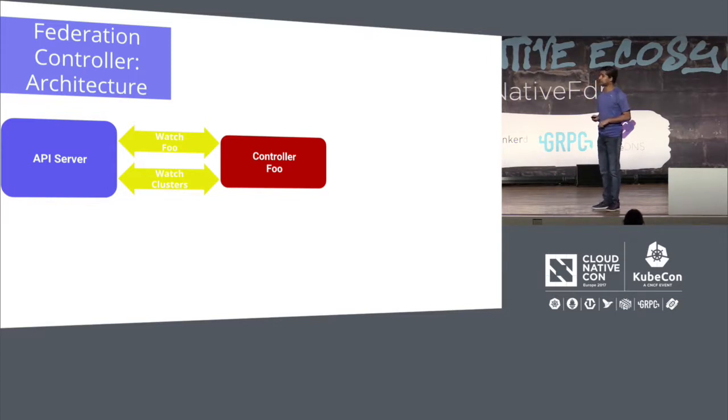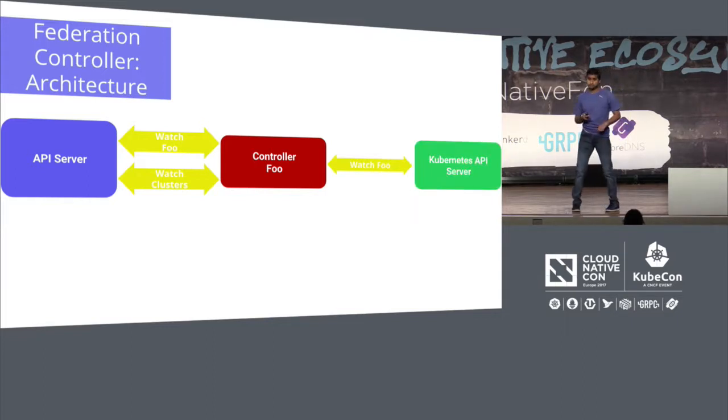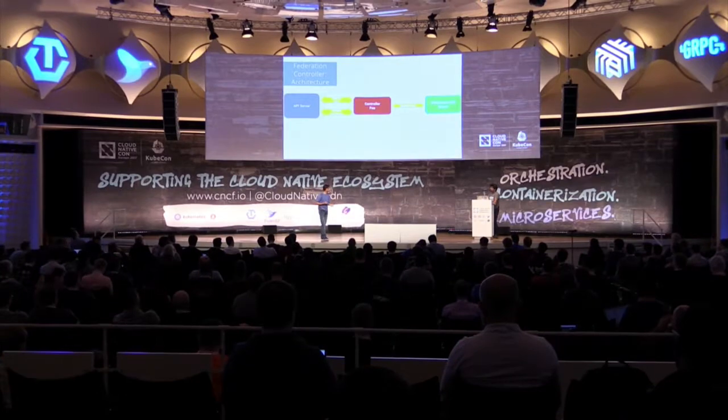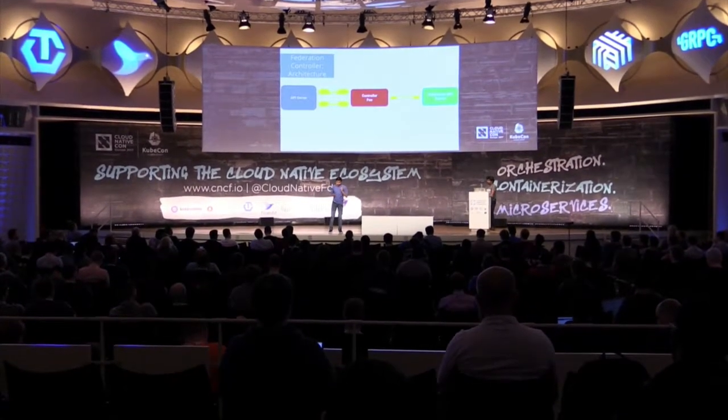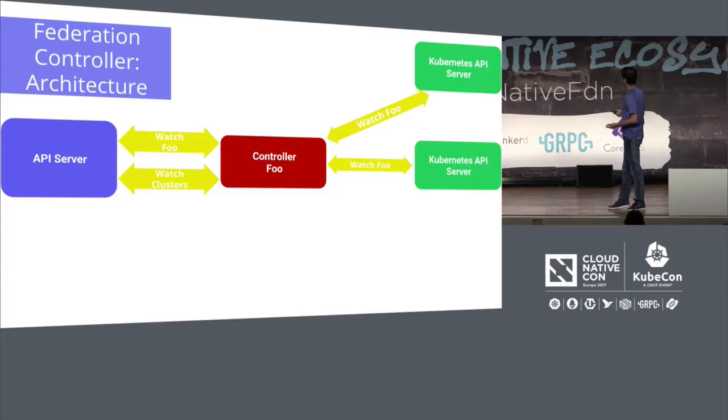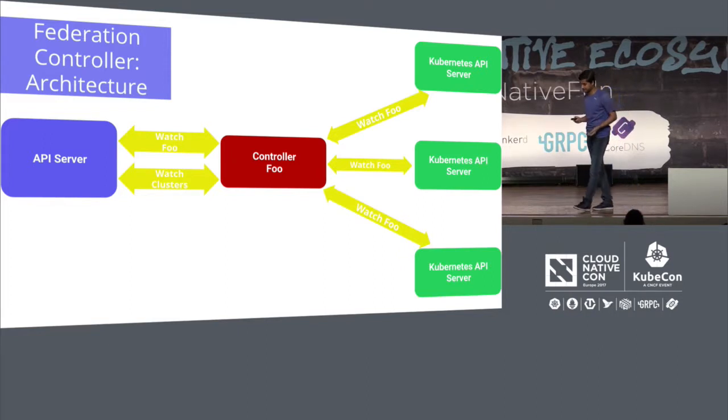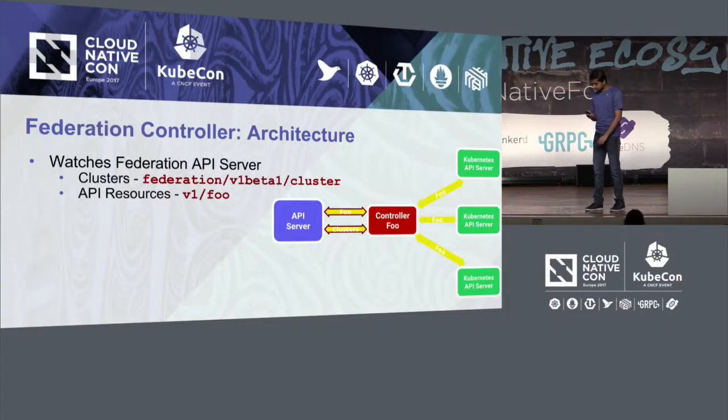So if a new cluster joins Federation, you immediately want to start watching for the foo API type in the underlying cluster. If another cluster joins, you want to start doing the same thing, and the same thing every time a new cluster joins. And you might also want to do some cleanup operations when a cluster leaves Federation.